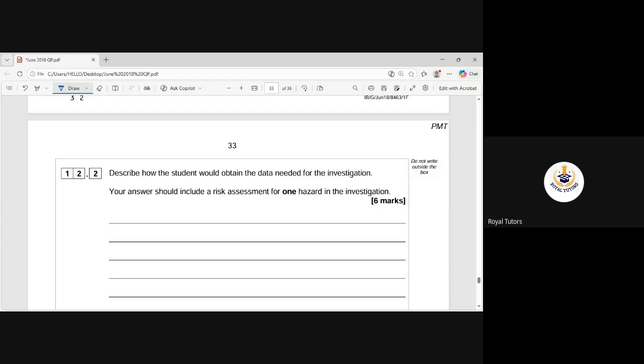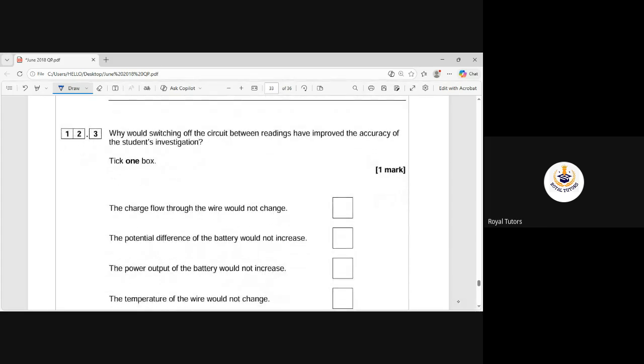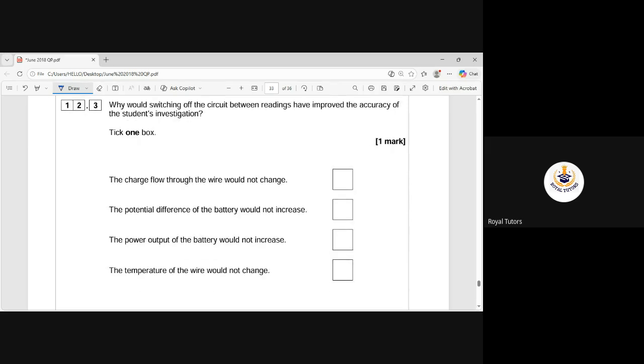One key hazard that one needs to take note of is high current. You have to be very careful of high current, and when there's high current, it can cause burns. So that's the risk assessment for one hazard in this investigation. The next question says, why would switching off the circuit between readings have improved the accuracy of the student's investigation? That is because the temperature of the wire would not change.